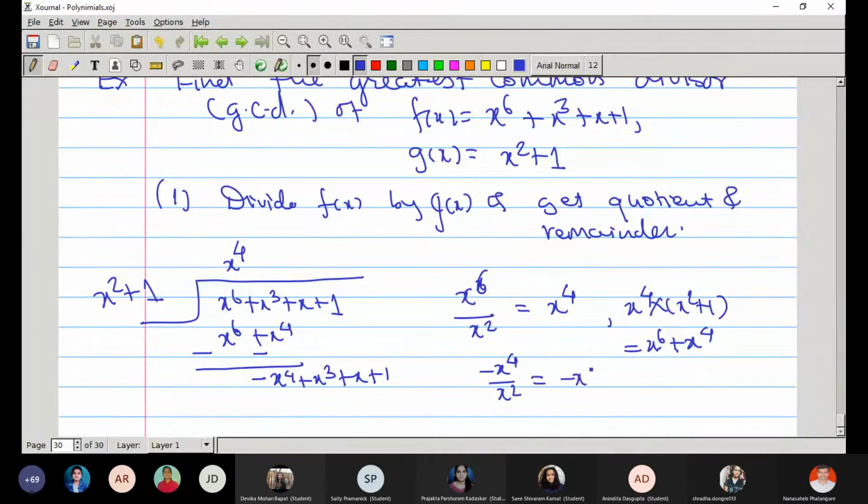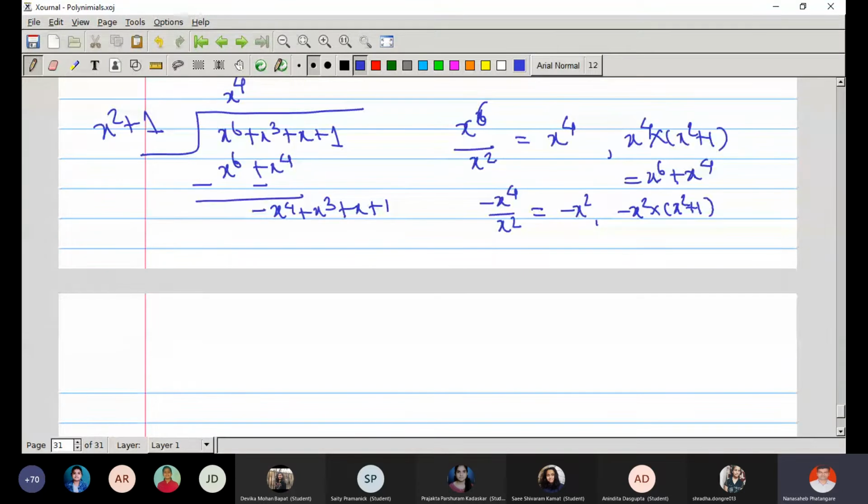Correct? So what is this product? Minus x raised to 4 minus x square. So the quotient term is minus x square, multiplied by x square plus 1, you get minus x raised to 4 minus x square. Change the sign because we want to subtract, and ultimately what we get: x square, minus x raised to 4 minus x raised to 4 is 0. So x cube plus x square plus x plus 1.